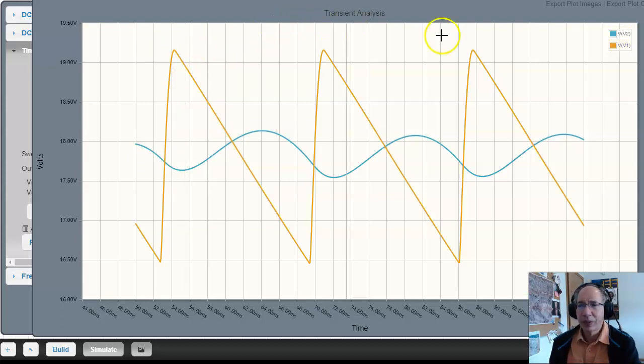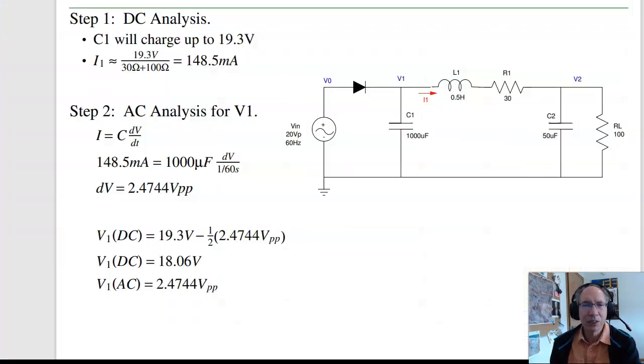So we kind of have the chicken and the egg. I can't find the current till I find the voltage. I can't find the voltage till I find the current. So let's just do worst case. Worst case, I have a 0.7 volt drop across the diode. This is 20 volts peak, so V1 is 19.3 volts peak. That gives you the maximum current, or worst case.